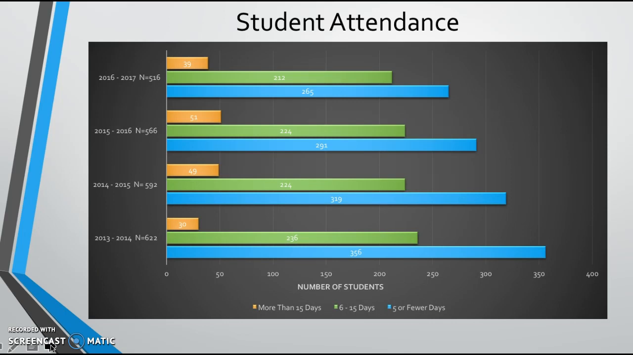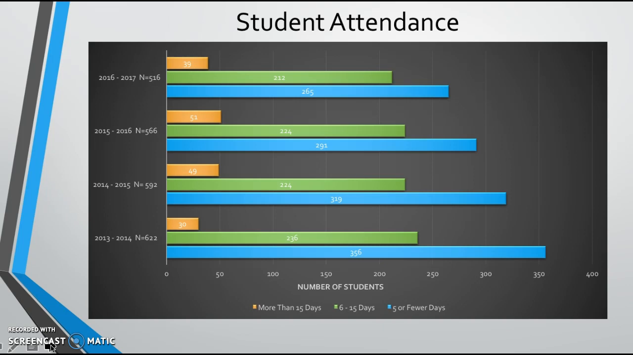In this graph, we are looking at the students' attendance for the past 4 years. The number of students with 5 or fewer days, you notice the number of students decrease over the 4 years, which is a strength with regards to attendance. We do have a large area of improvement because the number of students missing 6 to 15 days has remained consistent for 4 years, and so has the number of students that have missed more than 15 days.